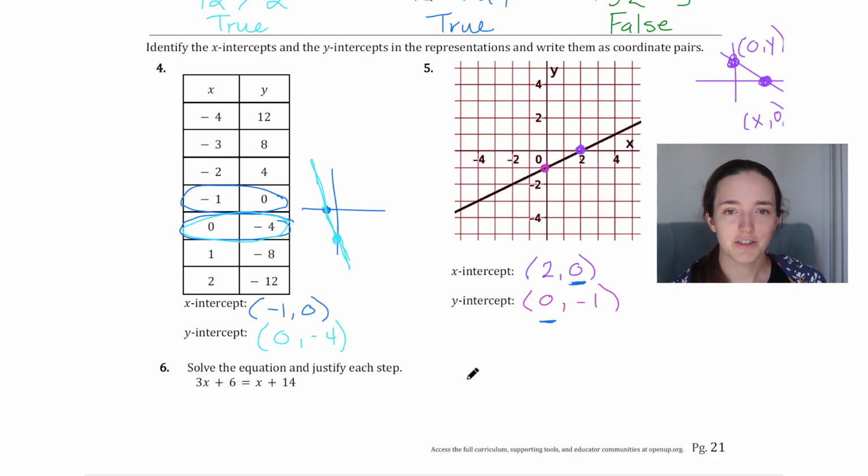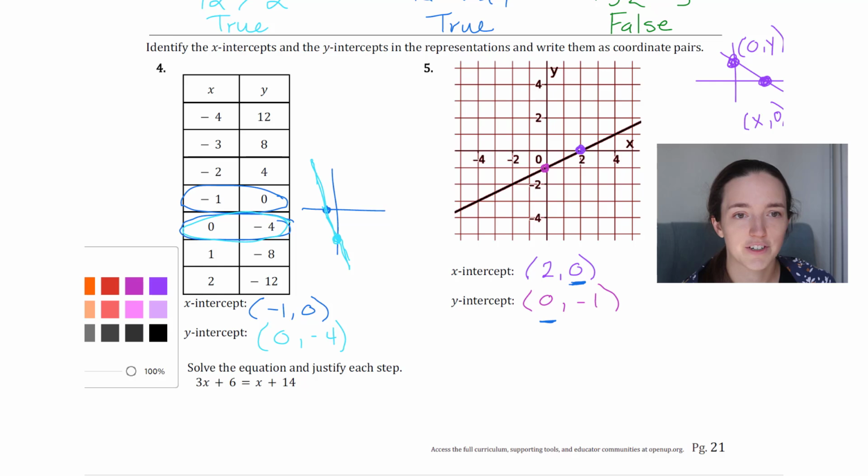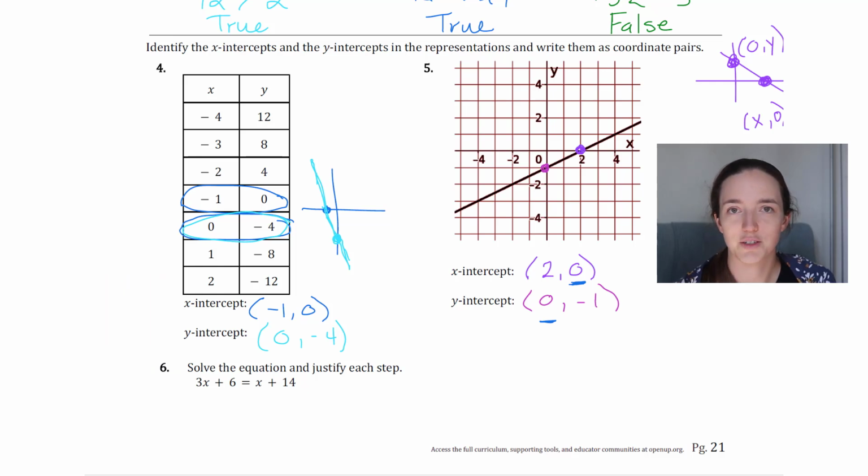Okay, last thing we have to do is solve the equation and justify each step. So the first thing I want to do is get all the x's to one side of the equation. So I'm going to subtract x from both sides. I'm doing that so that these x's will disappear. So I get 2x over here.